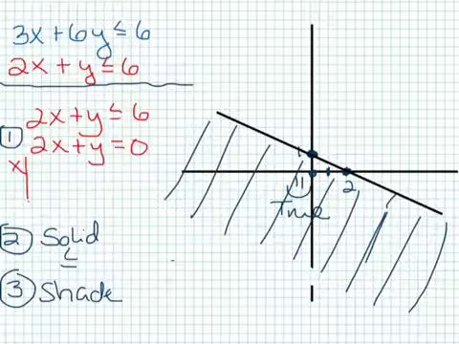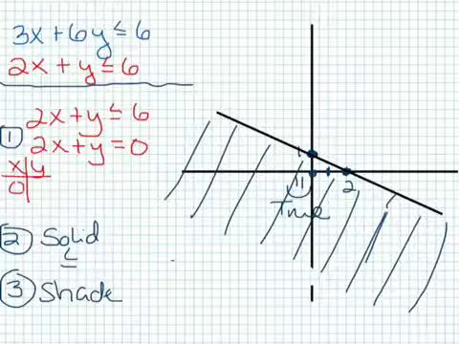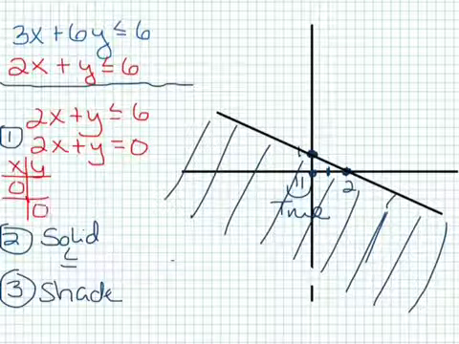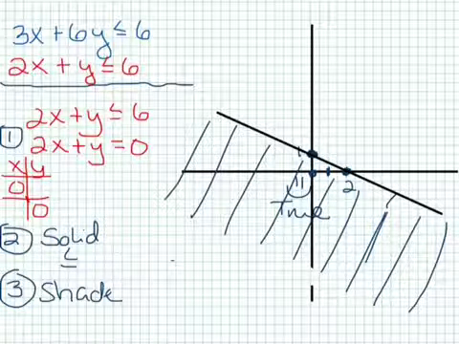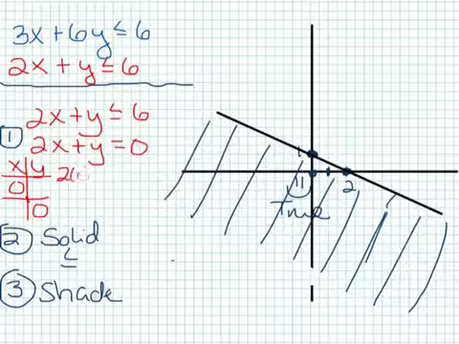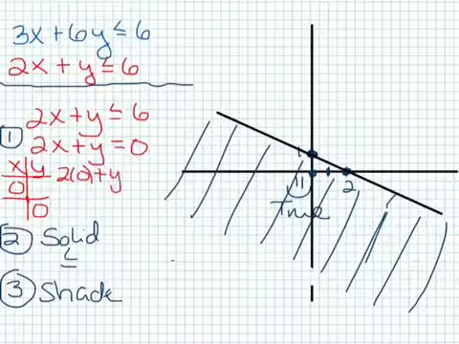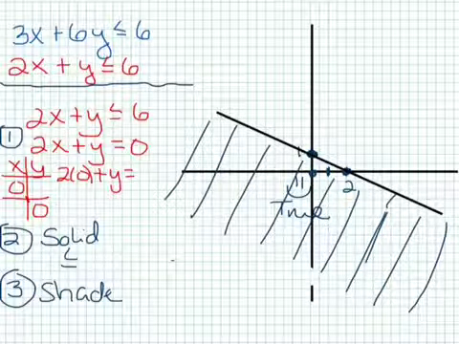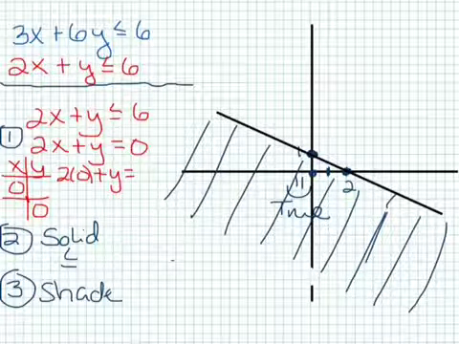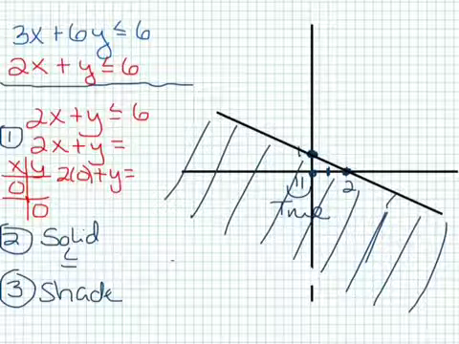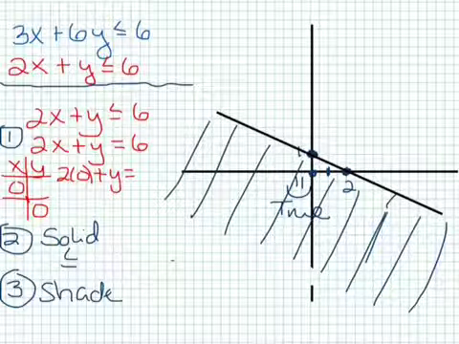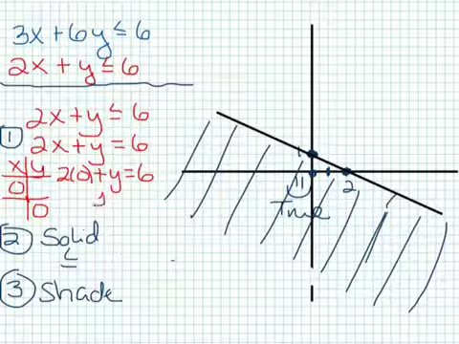Again, since x and y are next to each other, I'm going to graph this boundary line using x and y intercepts. So when x is 0 here, the 2x goes away. So we have 2 times 0 plus y. Whoops, I made a mistake, didn't I? This is not 0. That is 6. So 2x plus y equals 6 means y equals 6.